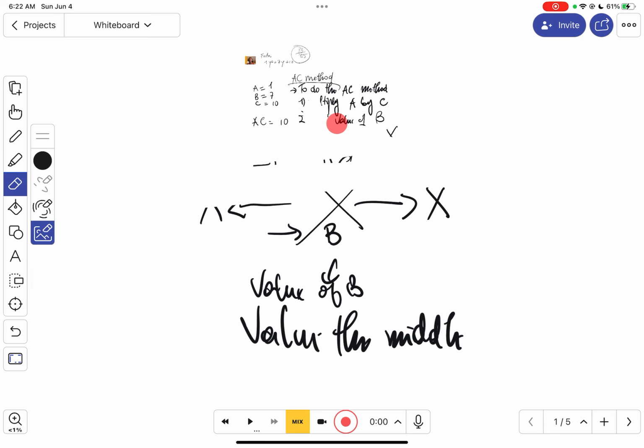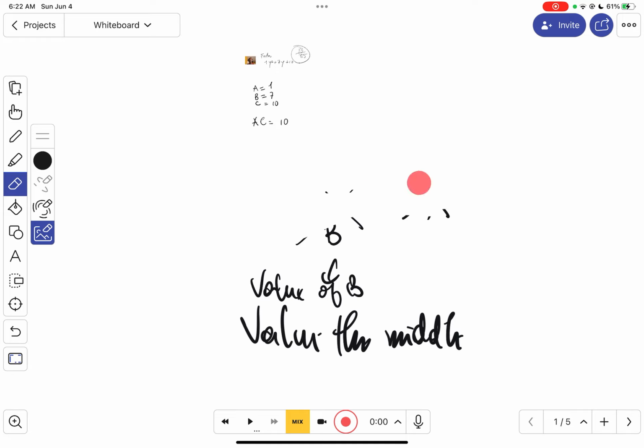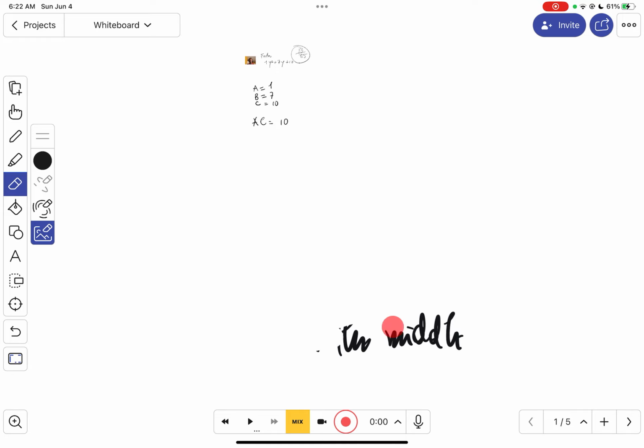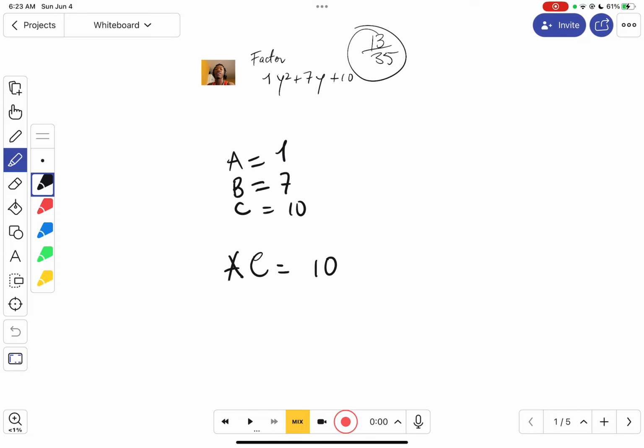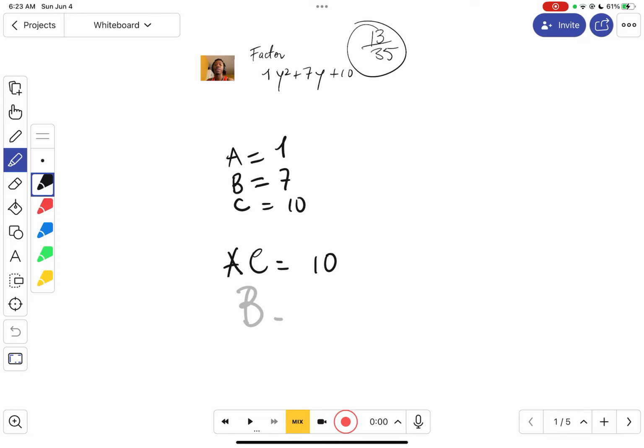There you go. So we're going to start right now, actually get into it instead of all the talking. We have the value of AC, which is 10, and the value of B, which is 7.